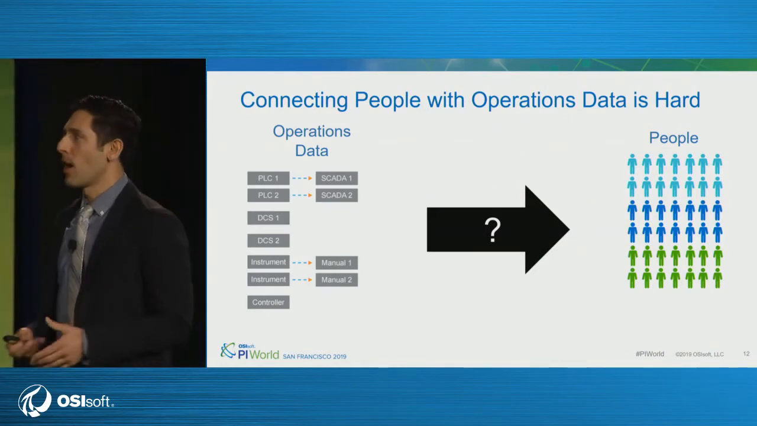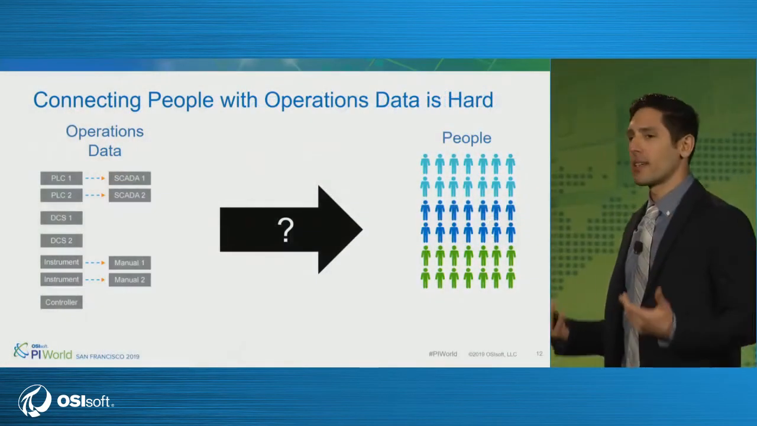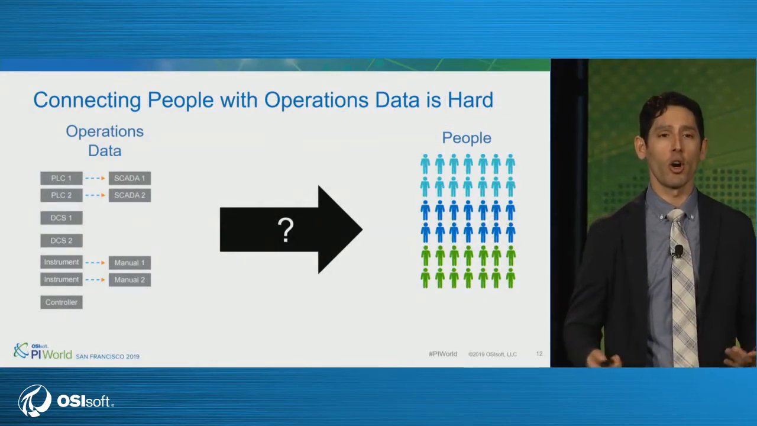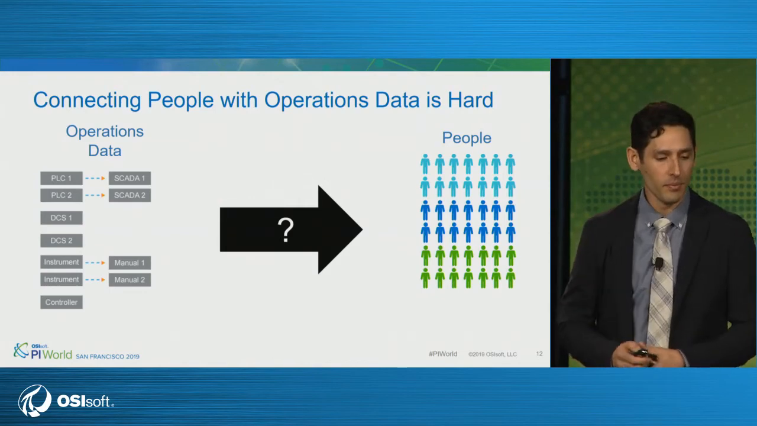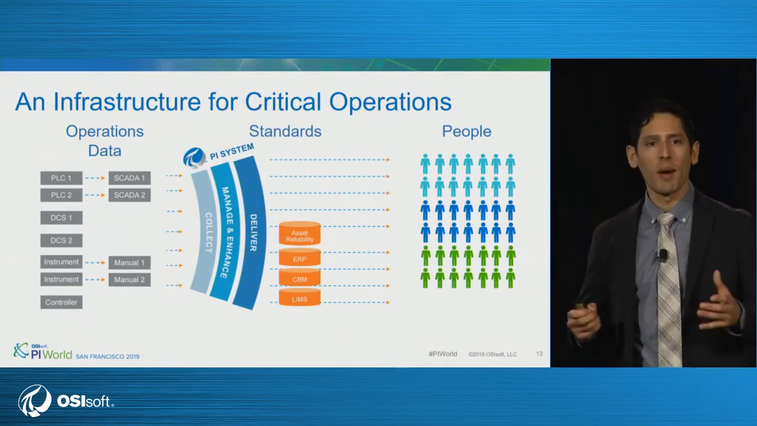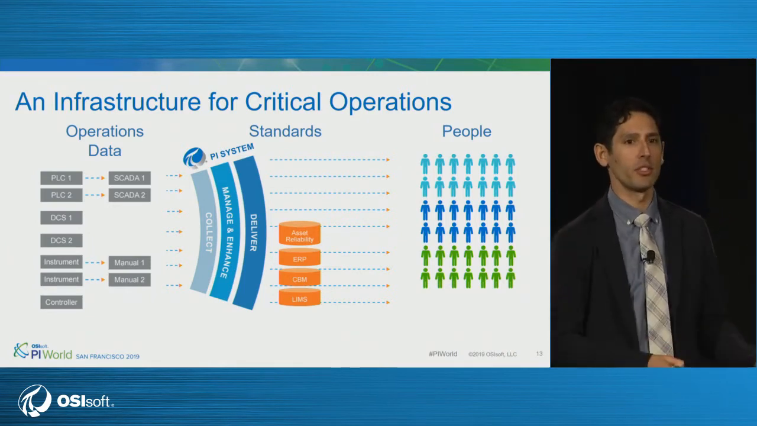So if we go back to the problem here, the problem the PI System is trying to address is all about connecting people with the operational data they need to do their job. And this is often a really hard, complex task. But that's where the PI System comes in. The goal of the PI System is to be that data infrastructure that connects your people with the operational data they need.